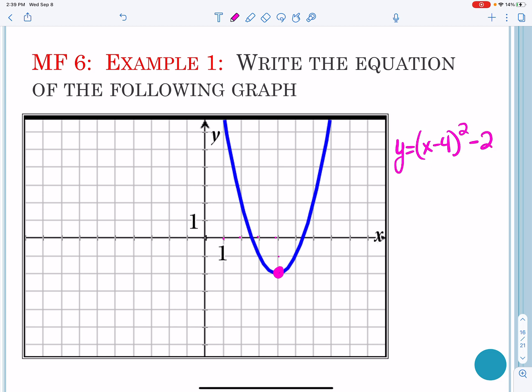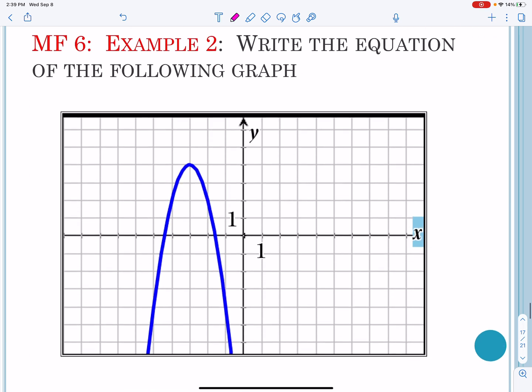It's pointed up. The only thing I need to check is, is there a number in front? Well, to check that, if I go over 1, 1 squared is 1. If I go over 2, 2 squared is 4. It is going up 4. So I am doing the parent function. I'm just squaring it, so that does not have a dilation.